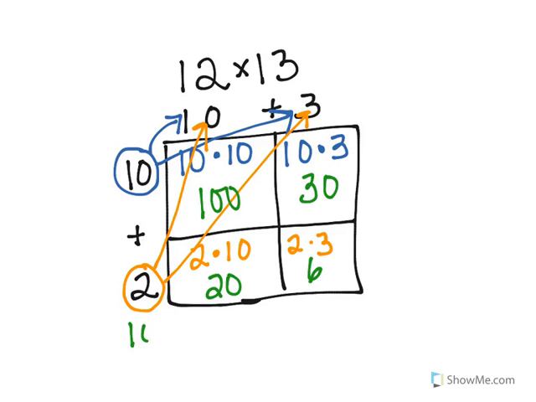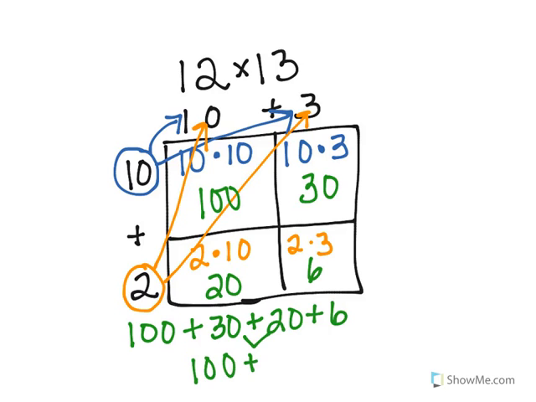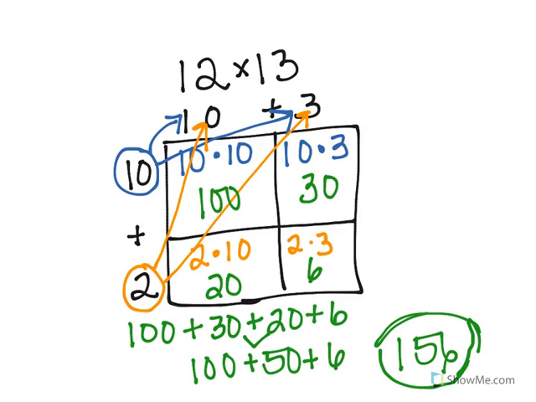And then we will go ahead and combine all of our partial products to find the answer to our multiplication problem. And again, we have 100 plus 50 plus 6, or 156. I hope that this helped you understand the area model for multiplication.